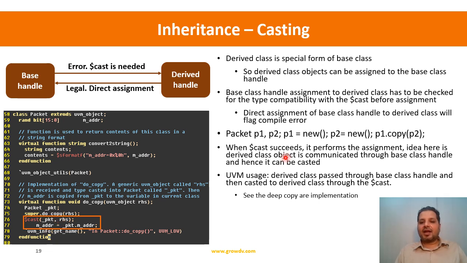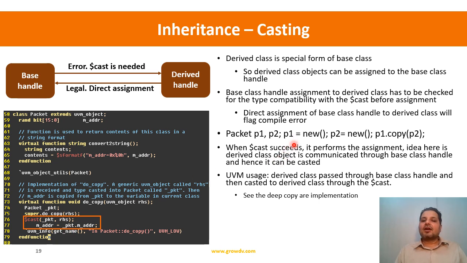Since I'm passing the packet type, the $cast is going to succeed. Of course, we need to check the $cast, and only if it succeeds should we do the assignments. Then I am going to copy m_address from the packet transaction object into my current m_address. That is what I am doing here. And if I had any objects inside this, I would need to invoke the copy functionality for those objects as well, to chain the deep copy.